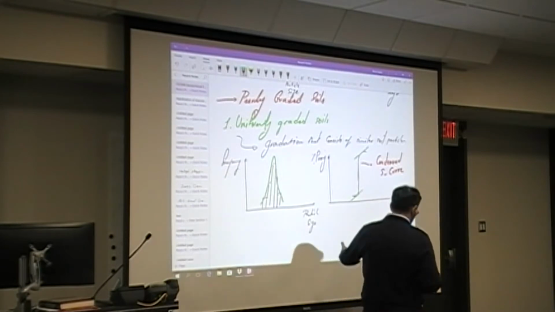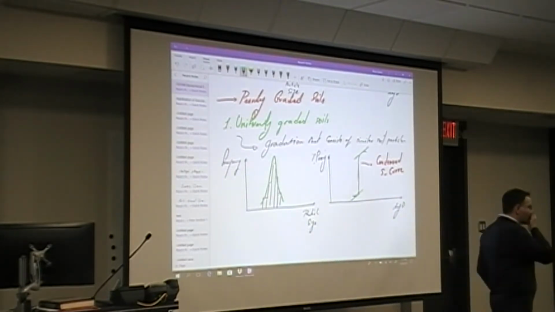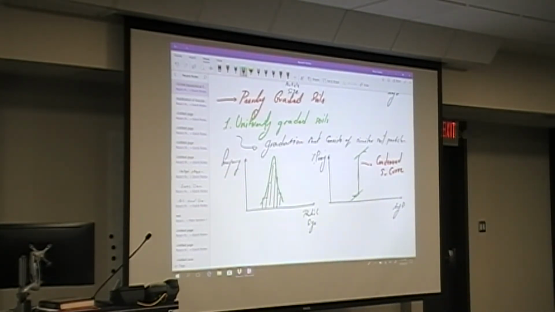What can you tell me in terms of the packing of this gradation? Packing is not so nice, right? What can you tell me in terms of the cavities trapped in between? Bad.